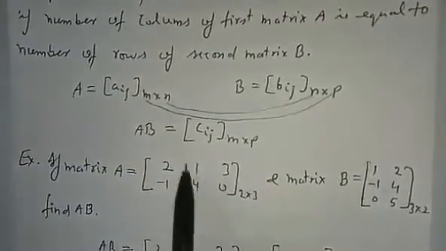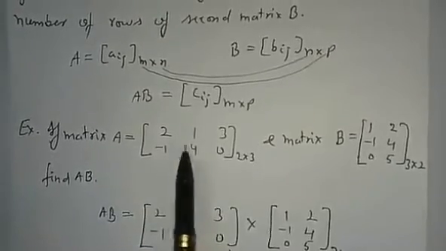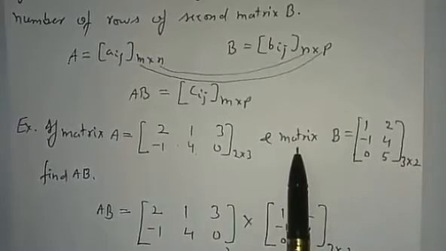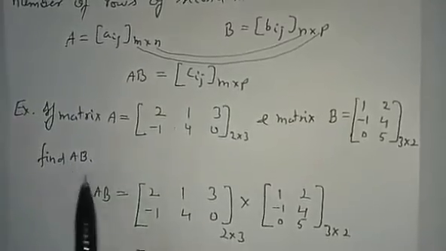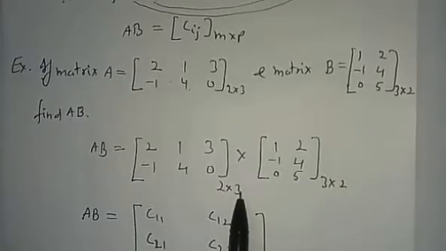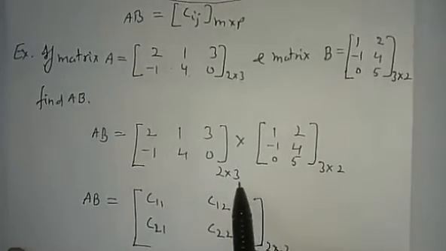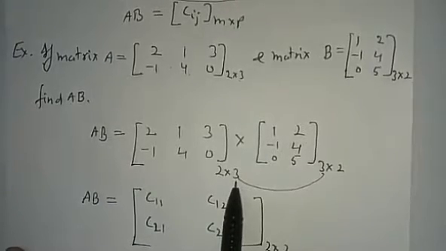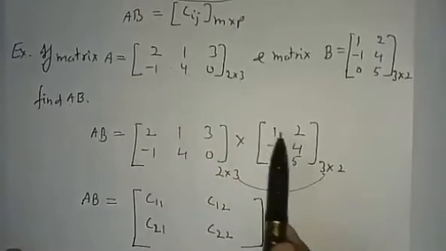For this one we take one example. If a matrix A is equal to this one of order 2 into 3 and another matrix B of order 3 into 2, find AB. So here we are observing that matrix A is of the order 2 into 3 and matrix B is of the order 3 into 2. So now we are observing that number of columns of the first matrix is equal to number of rows of the second matrix. So that's why matrix multiplication is defined here.